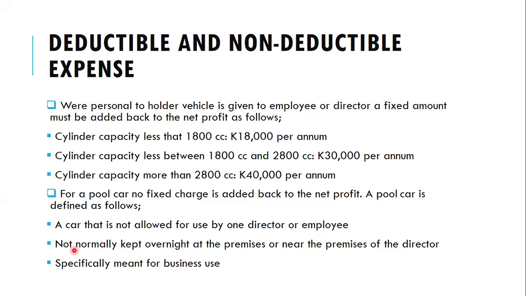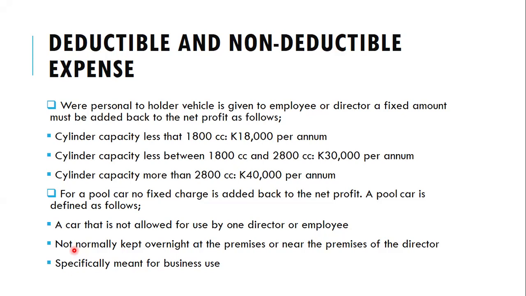So these are quite important. Sometimes you will observe a personal to holder vehicle given to a director with a cylinder capacity of maybe 3,000 cc. It will be up to you to remember, because you're not given this information, that this car is more than 2,800 cc. So the amount to be added back as a fixed charge is 40,000. If it's below 1,800 cc, 18,000. Between 1,800 and 2,800 cc, 30,000 per annum.